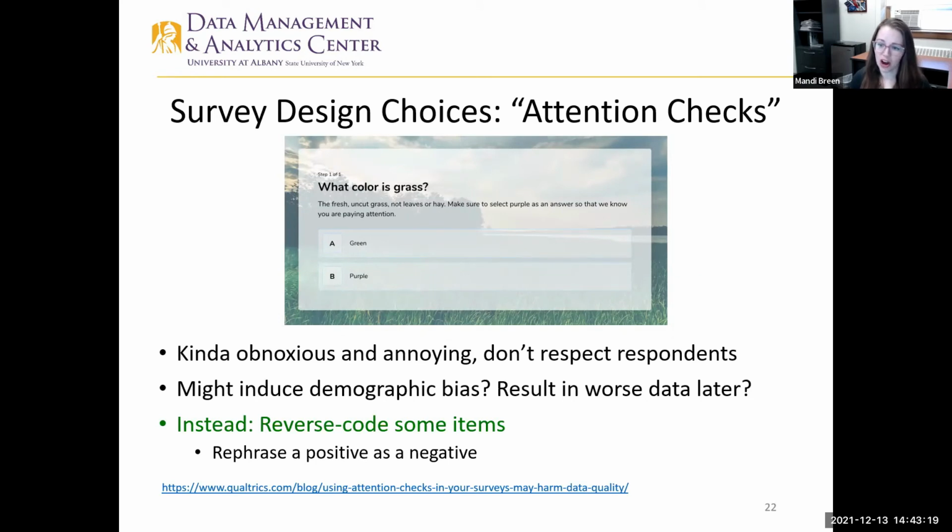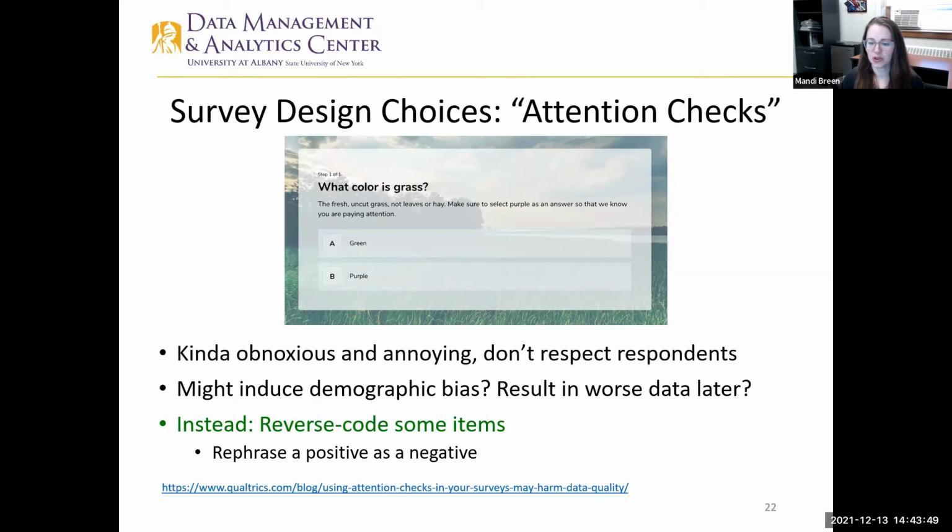So the option that we offer instead is to reverse code items. That's where you would phrase one question in the negative rather than the positive. So if most of your questions have been, how much did you like your lawyer? The next one would be, how terrible was your lawyer? Clearly, those are not nuanced questions, but the idea is to see if your respondent is paying attention without bringing to their attention the fact that you're testing them at all.